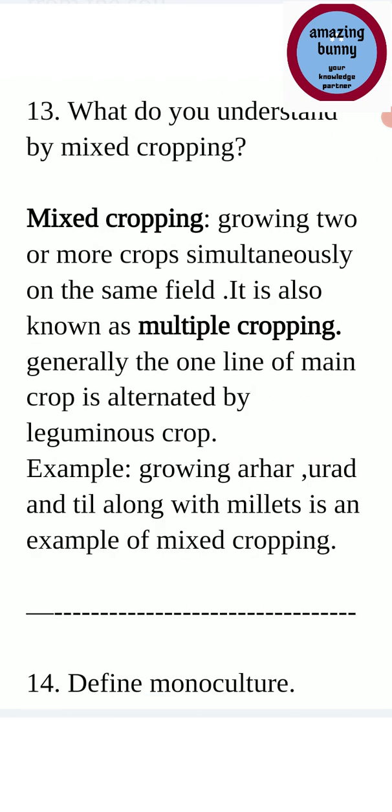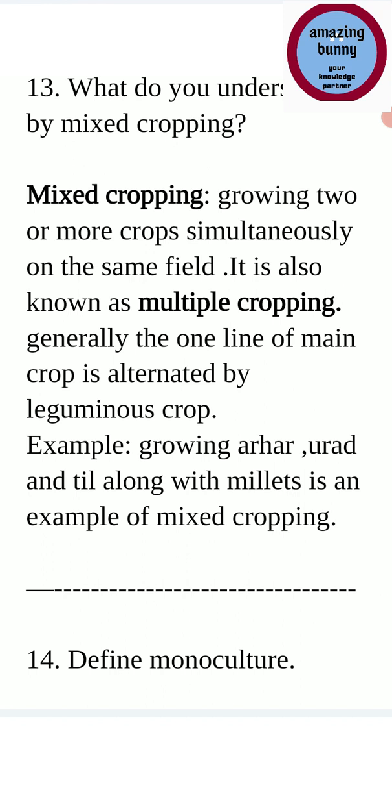What do you understand by mixed cropping? Mixed cropping is the technique where we grow two or more crops simultaneously on the same field. It is also known as multiple cropping, and generally one line of main crop is alternated by a leguminous crop. In mixed cropping, the leguminous crop plays a very important role. Example, growing arhar, urad, til along with millets is an example of mixed cropping.